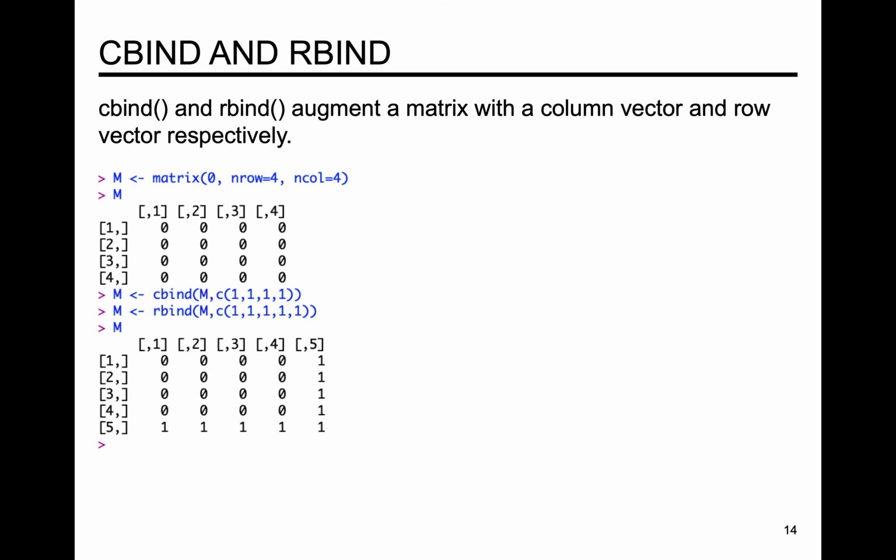cbind and rbind augment a matrix with a column vector and row vector respectively. First, I create a 4 by 4 matrix of zeros and assign it to M. I then augment the matrix M with a column of 1s. I then augment the augmented matrix M with a row of 1s. I then type M and press the return key so that the elements of M are displayed.